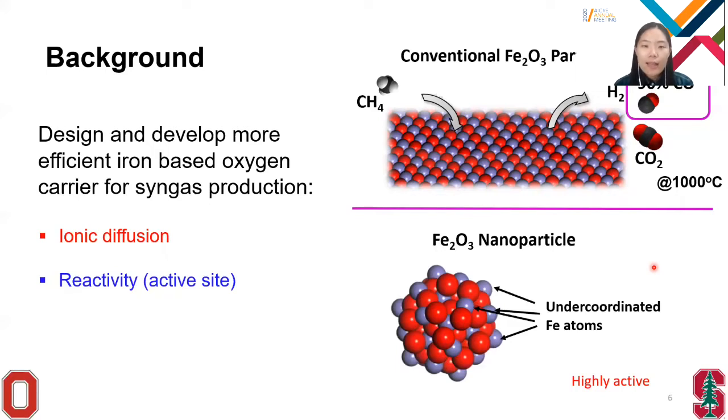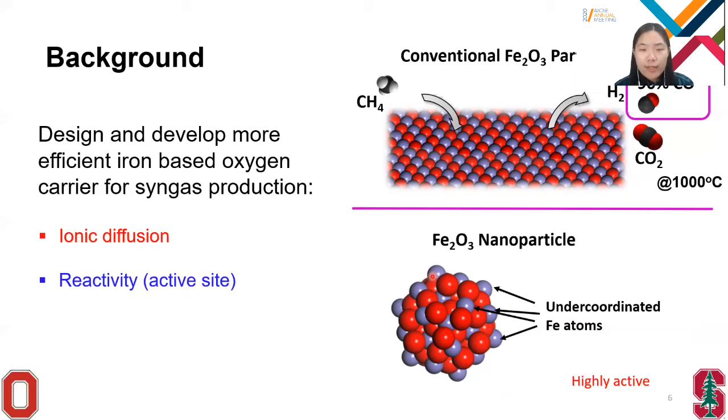Here I designed nanoscale particles as oxygen carriers for chemical looping systems. Nanoparticles can be a great fit for this system for two reasons. First, compared with bulk material, the size of the nanoparticles is much smaller. So the ionic diffusion of oxygen from inside of the nanoparticles to the surface is much faster than in bulk materials. This can increase its overall reactivity. Second, the surface iron atoms are highly under-coordinated. They show higher methane adsorption energy and can work as active sites.